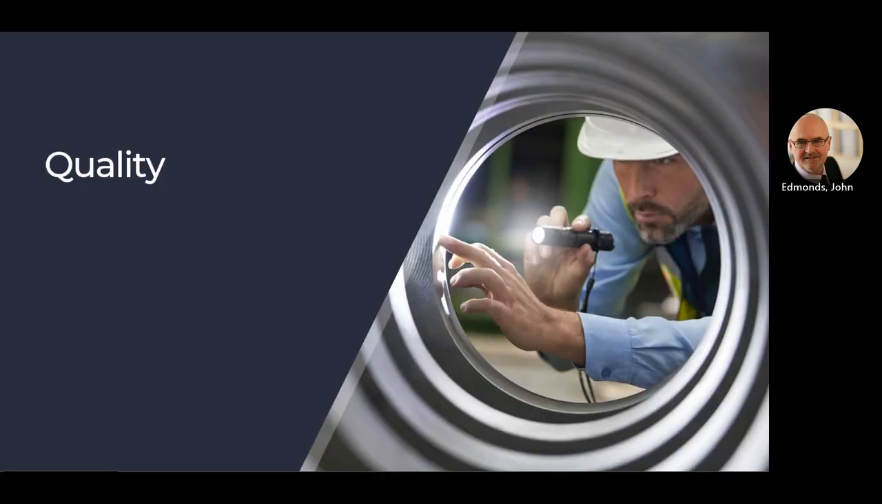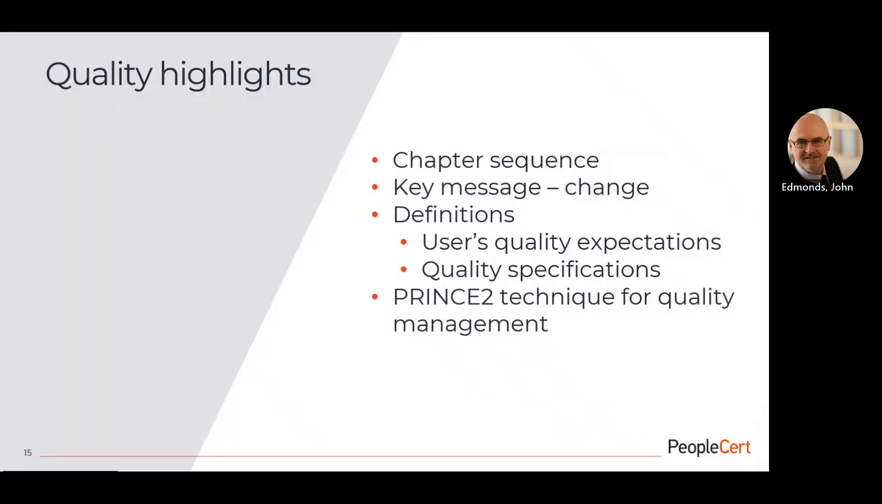So the next chapter is quality, following the plans with that strong relationship as before. The key message, slightly different key message there, slightly different emphasis. Let you have a look at that and be aware of what that is saying.